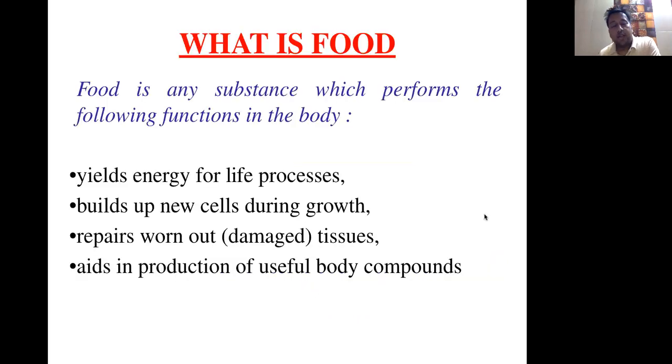So, before moving to the deficiency diseases, first of all, we should know what food means. Right now we are talking about the deficiency disease, but before that we have to know what deficiency we are talking of. So the deficiency is obviously the deficiency of the food. So how can we define food? Food is basically any substance which performs the following functions in the body. As you can see on the slide, it yields energy for life processes.